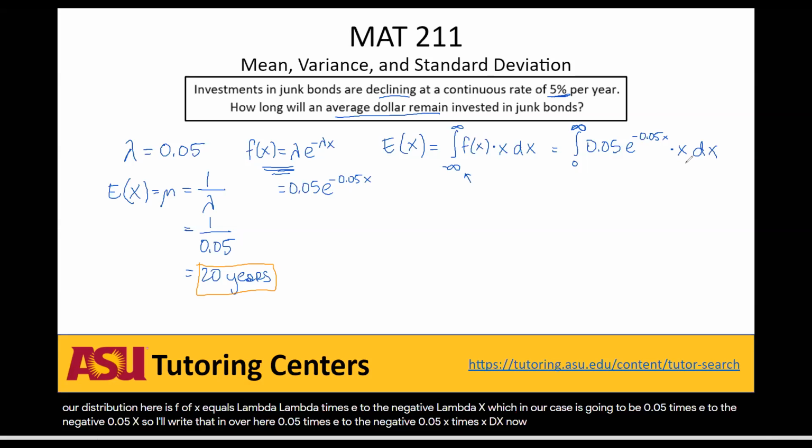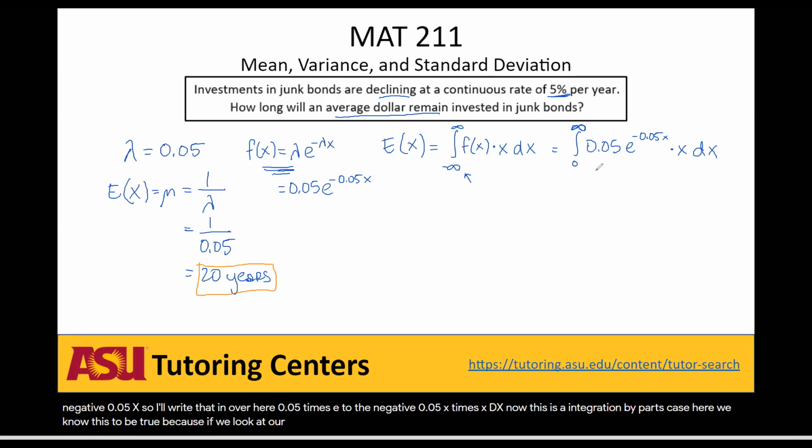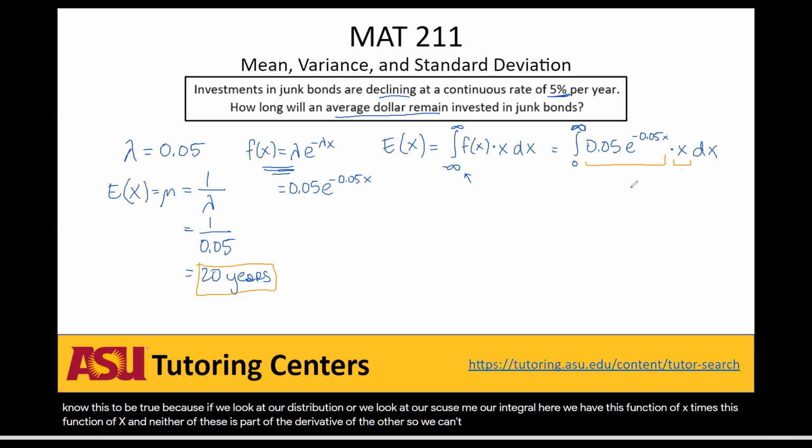Now, this is an integration by parts case here. We know this to be true because if we look at our integral here, we have this function of x times this function of x, and neither of these is part of the derivative of the other. So we can't make one of them disappear by integrating the other. So instead we're going to have to do an integration by parts here.